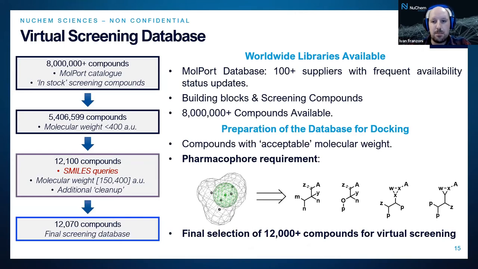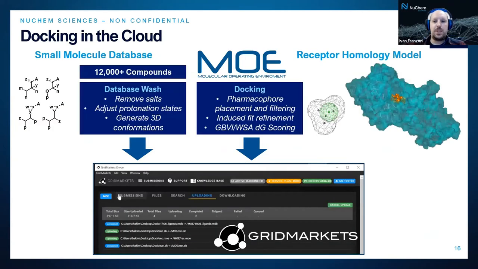For this purpose, based on our prior analysis of the binding site and the data generated at NuChem, we generated a specific SMILES query that resulted in the final selection of a bit more than 12,000 commercial compounds to be evaluated in our docking study. So with our prepared database of 12,000 commercial compounds, a homology model for our target protein and a docking protocol in place, we were in the position to run the docking calculation.